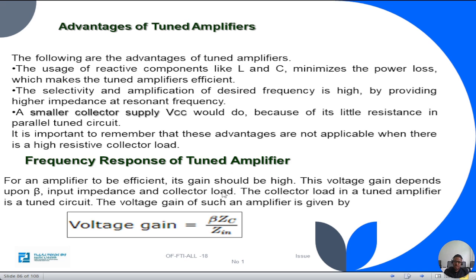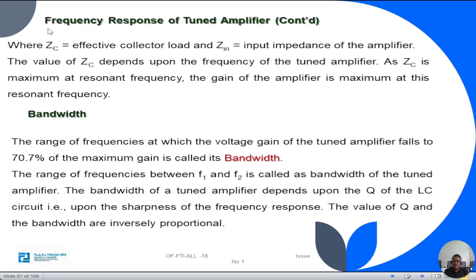This amplifier is a common emitter transistor type, where ZC is the effective collector load and Zin is the input impedance of the amplifier. The value of ZC depends upon the frequency of the tuned amplifier. As ZC is maximum at resonant frequency, the gain of the amplifier is maximum at this resonant frequency.